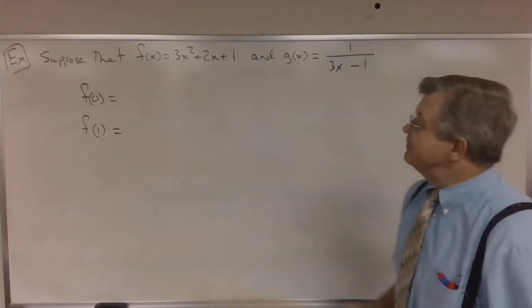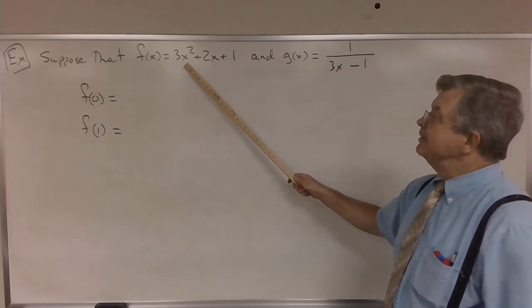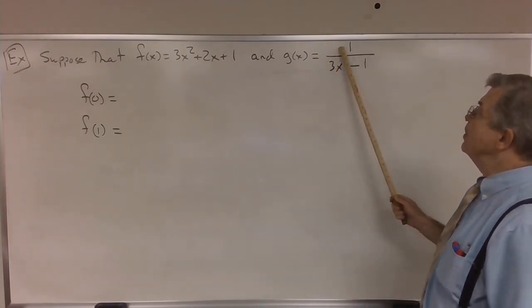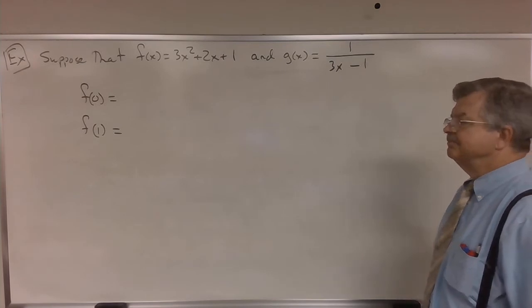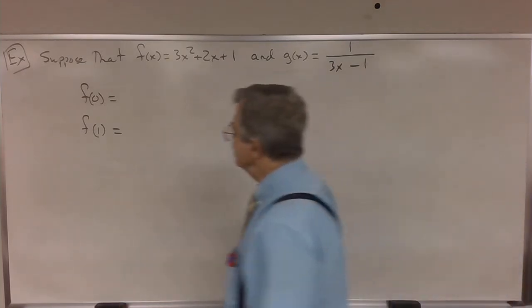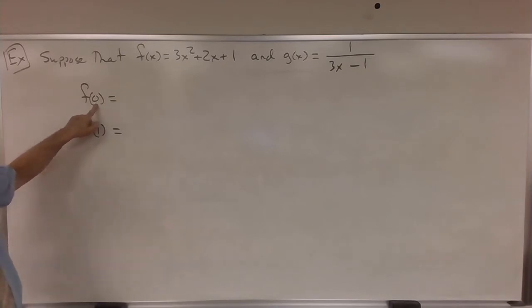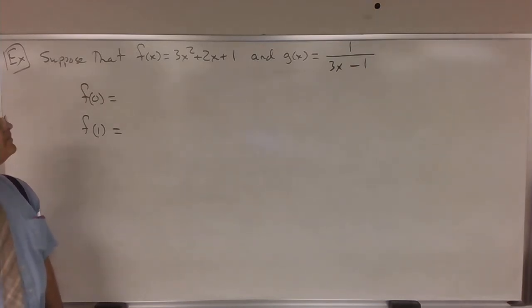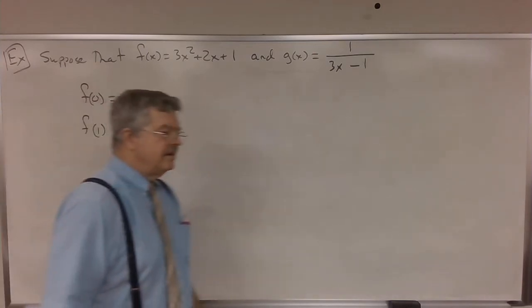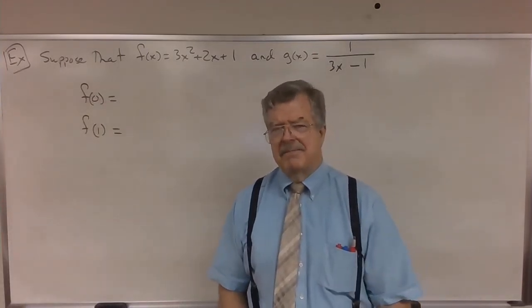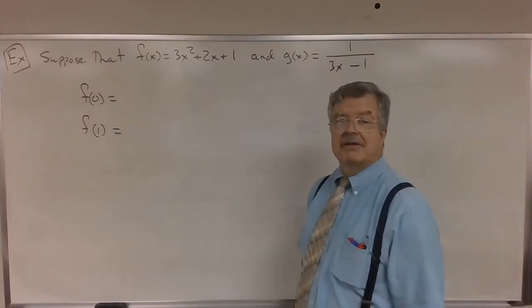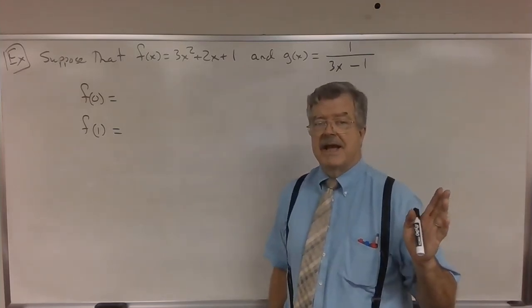Okay, we're given two functions. f of x equals 3x squared plus 2x plus 1, and g of x equals 1 over 3x minus 1. Okay, f evaluated at 0. What is it? Well, most of us would probably say that it's equal to 1. Now I ask, how did we get it? And we say, well, I just looked up here at f of x and plugged in 0 for x, which is exactly how we get it.